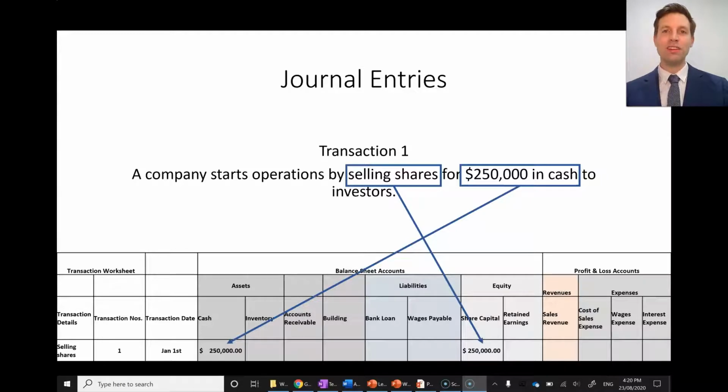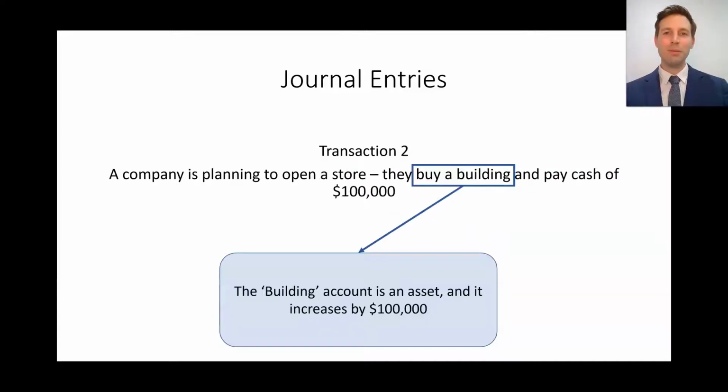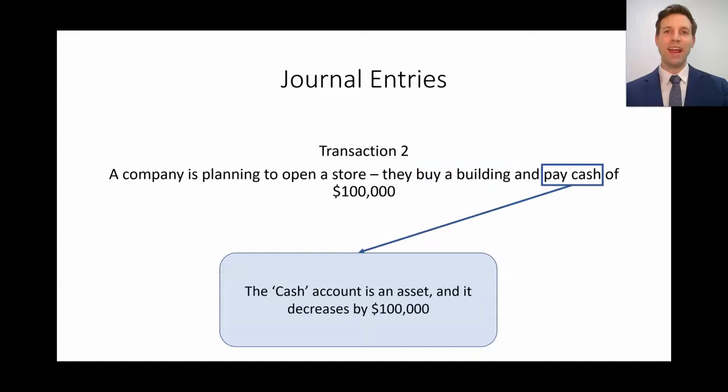So this is step 1 of the accounting cycle. Every transaction gets recorded, and following double entry accounting, we have at least 2 accounts that are affected by a single transaction. Next up, our business decides to buy a building. And in buying a building, they spend $100,000 in cash. So to record this entry, the building account, which is an asset, increases by $100,000. And the cash account, which is an asset, decreases by $100,000.